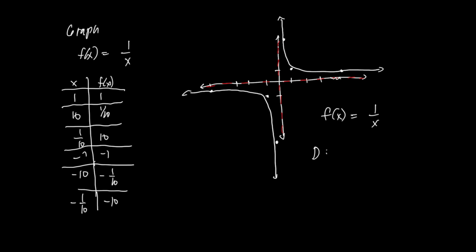Now what is the domain of this function? The domain is all real numbers except 0, because again it does not touch the y-axis. So all real numbers except 0, or you can write this one as from negative infinity to 0, or from 0 to positive infinity. Same with the range of this function. So all real numbers except 0.